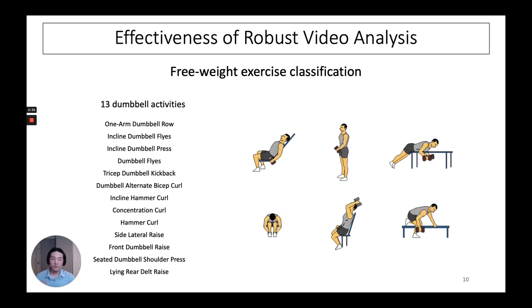To evaluate the effectiveness of the extended IMUTube, we experimented with free weight exercise classification. Specifically, we classified 13 dumbbell activities. As you see in the 6 examples, dumbbell exercises have very subtle differences in arm motions and poses that are challenging in classification.